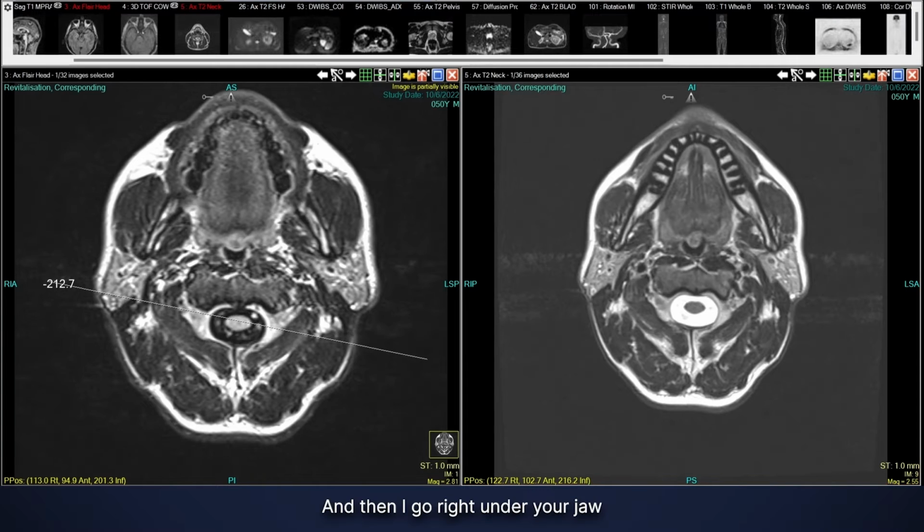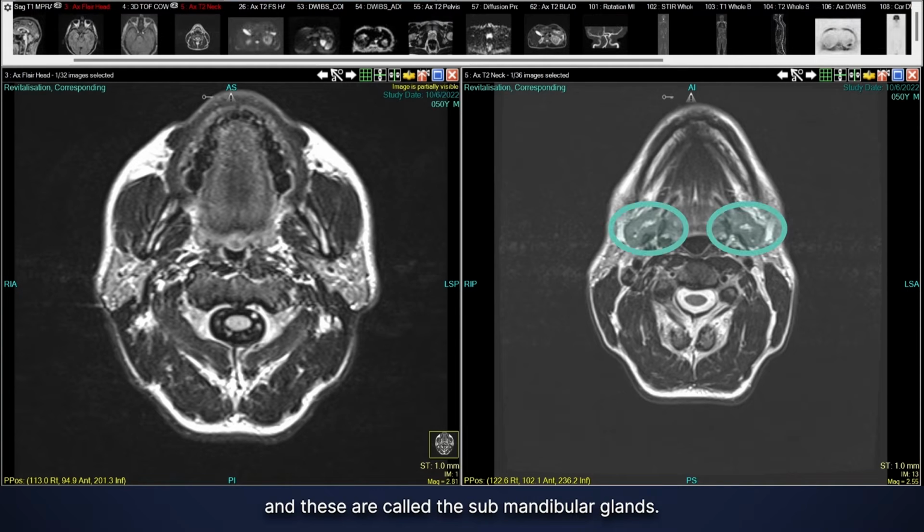And then I go right under your jaw, and these are called the submandibular glands, and these also look symmetric and normal. There's no concerning findings, no duct obstruction. Sometimes people get stones in these, but I don't see any signs of stone. I would see a dilated duct or inflammation surrounding the gland. So this all looks very normal.